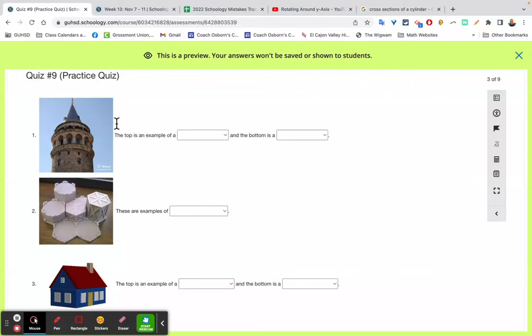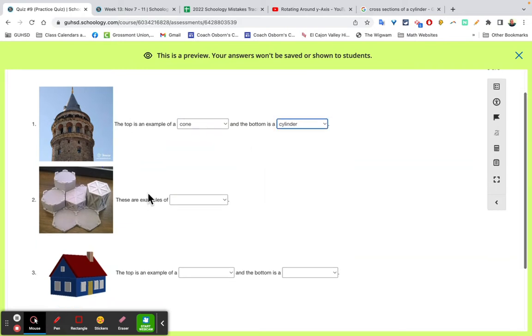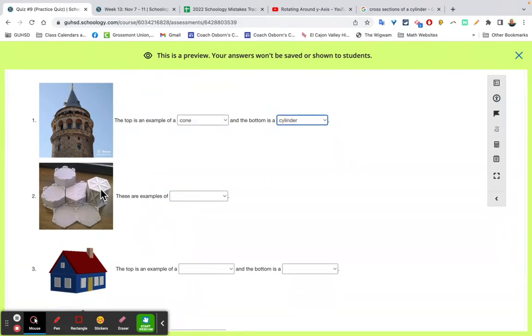Now what you're doing is you have some composite solids, in other words, different 3D shapes combined together. So the top of this tower would be the example of a cone. The bottom, just the longer part, that's a cylinder. Okay, these are examples of shapes with 1, 2, 3, 4, 5, 6 sides. So that means it's a hexagon, and they're hexagonal and rectangular around the outside. So that means they're prisms.